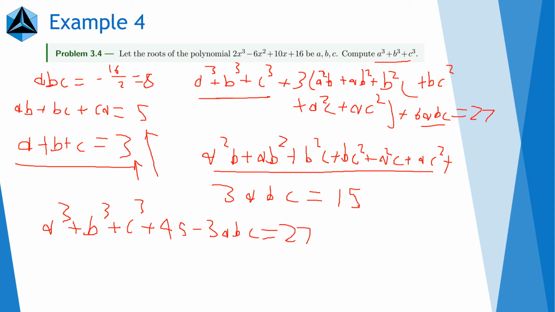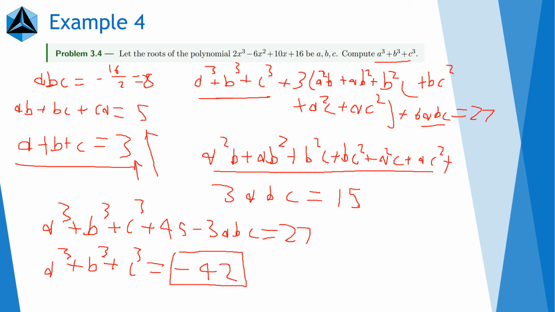And so that would mean that A cubed plus B cubed plus C cubed is equal to, sorry, negative 8. And so we know this would be equal to, let me calculate for a second, negative 42. That is our final answer.